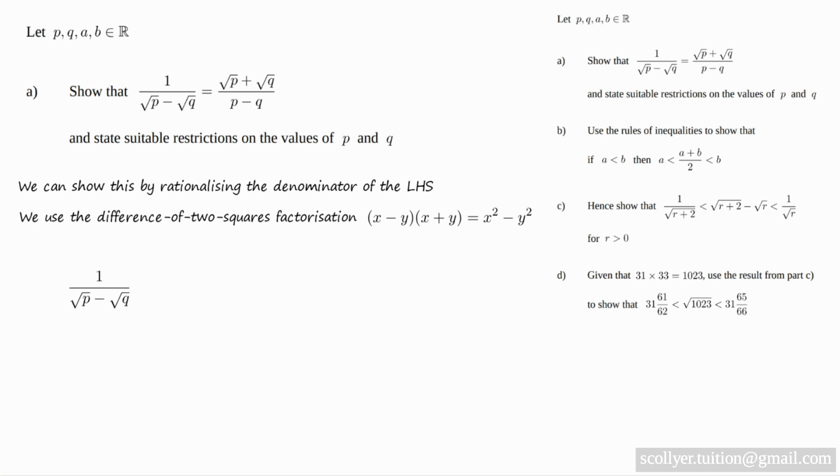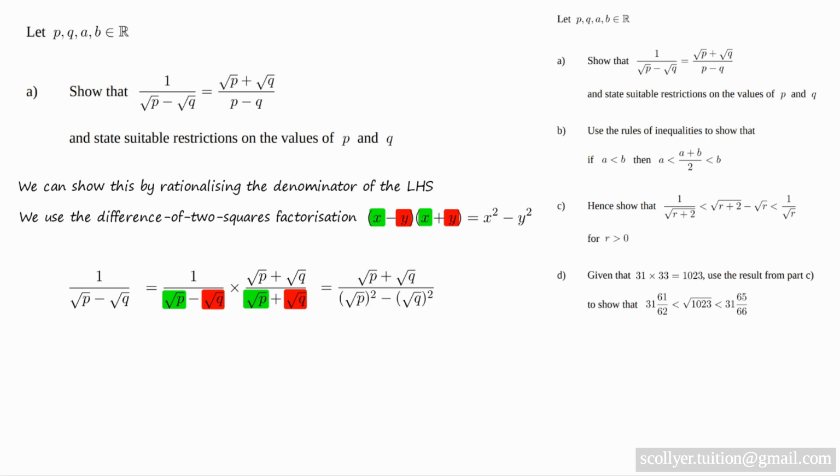We take 1 over root P minus root Q, and we multiply it by 1 in the form root P plus root Q over root P plus root Q. And now root P plays the role of X, root Q plays the role of Y, and so on. Multiplying the denominators we obtain root P squared minus root Q squared, which equals P minus Q, since root P squared is P, root Q squared is Q, as required.